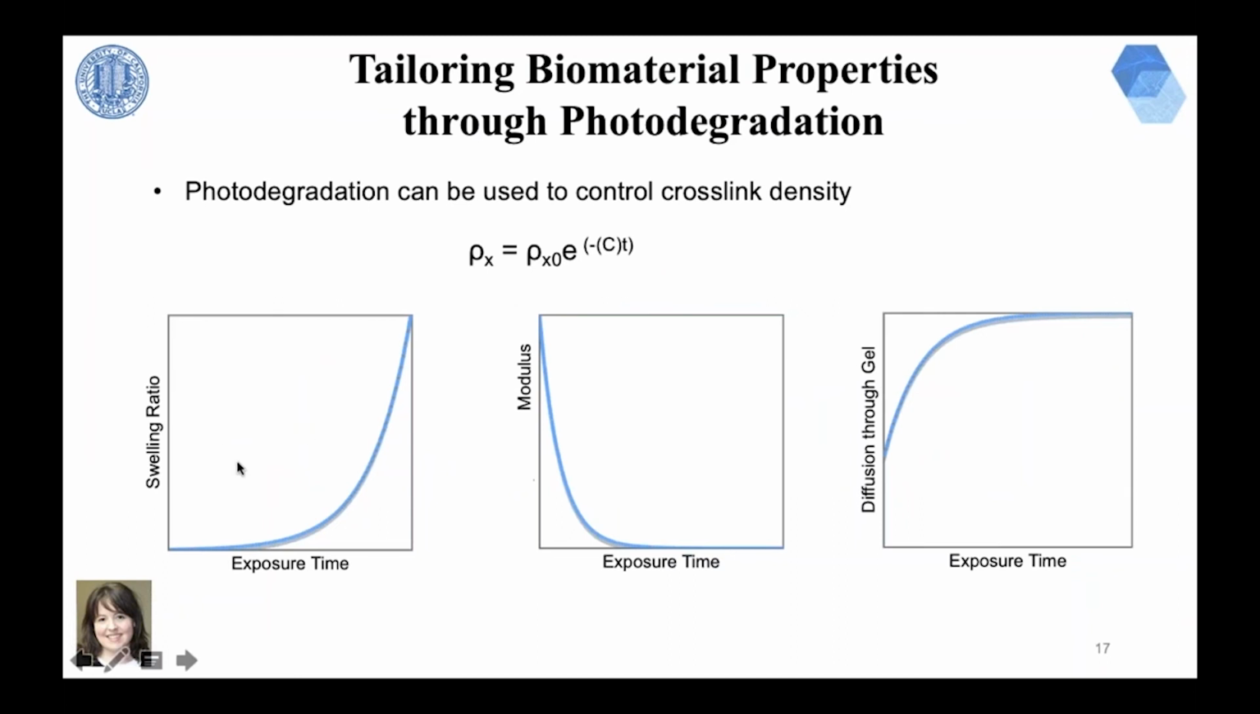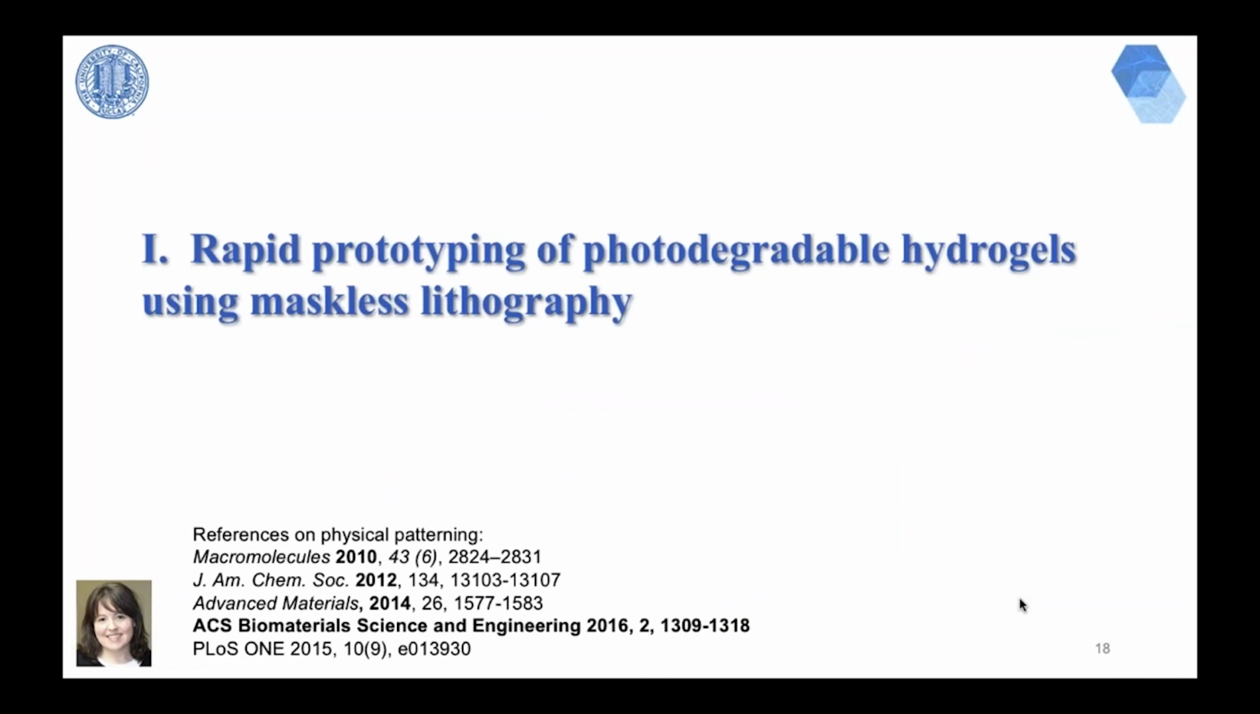So we know that the swelling ratio, the volumetric swelling ratio, will increase with exposure time in a predictable way. The elastic modulus of the hydrogel will decrease with increasing exposure time. And the diffusion of small molecules throughout the gel will also increase as a function of exposure time or decreasing crosslink density. We've published quite extensively on the area of photodegradable hydrogels, so I'm going to highlight one of our recent papers here that addresses the issue potentially of scalability.